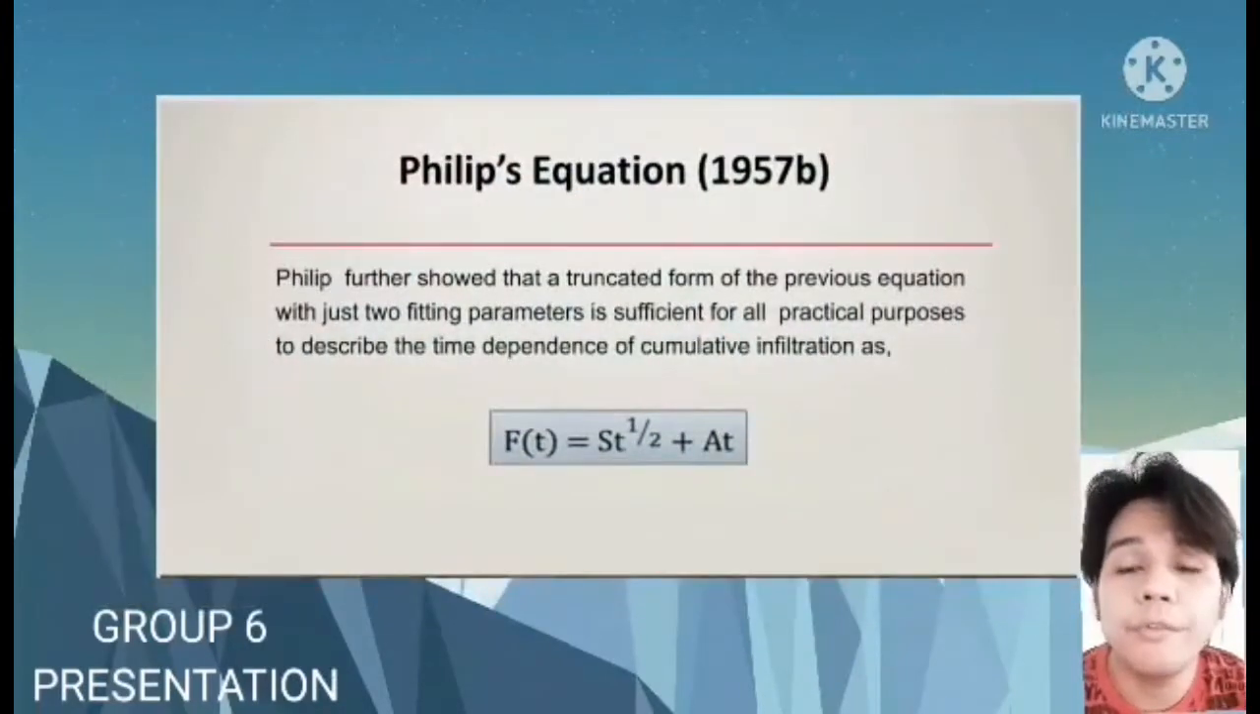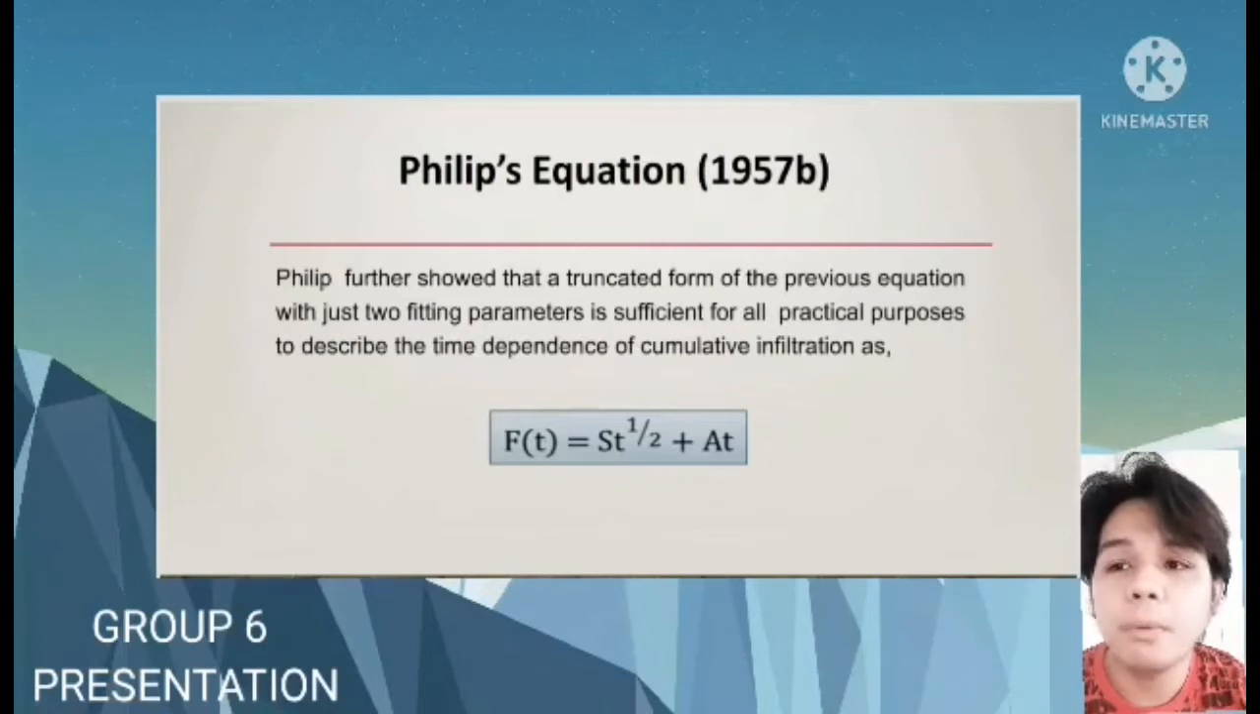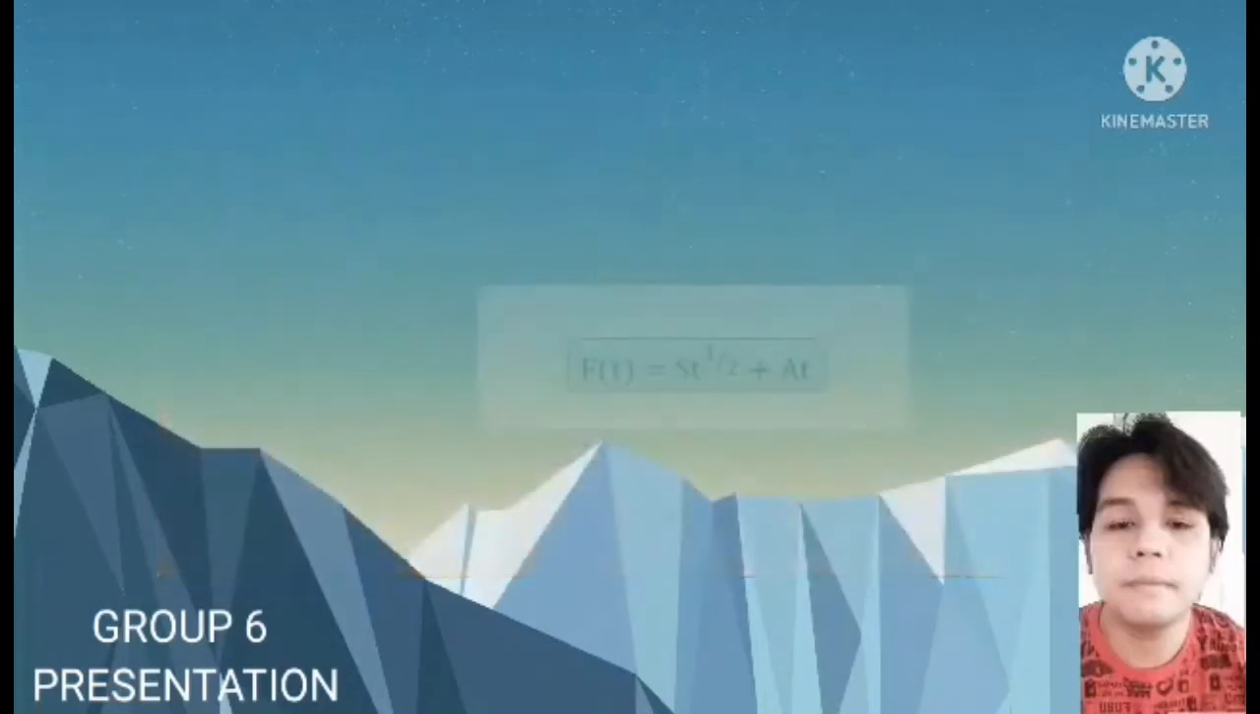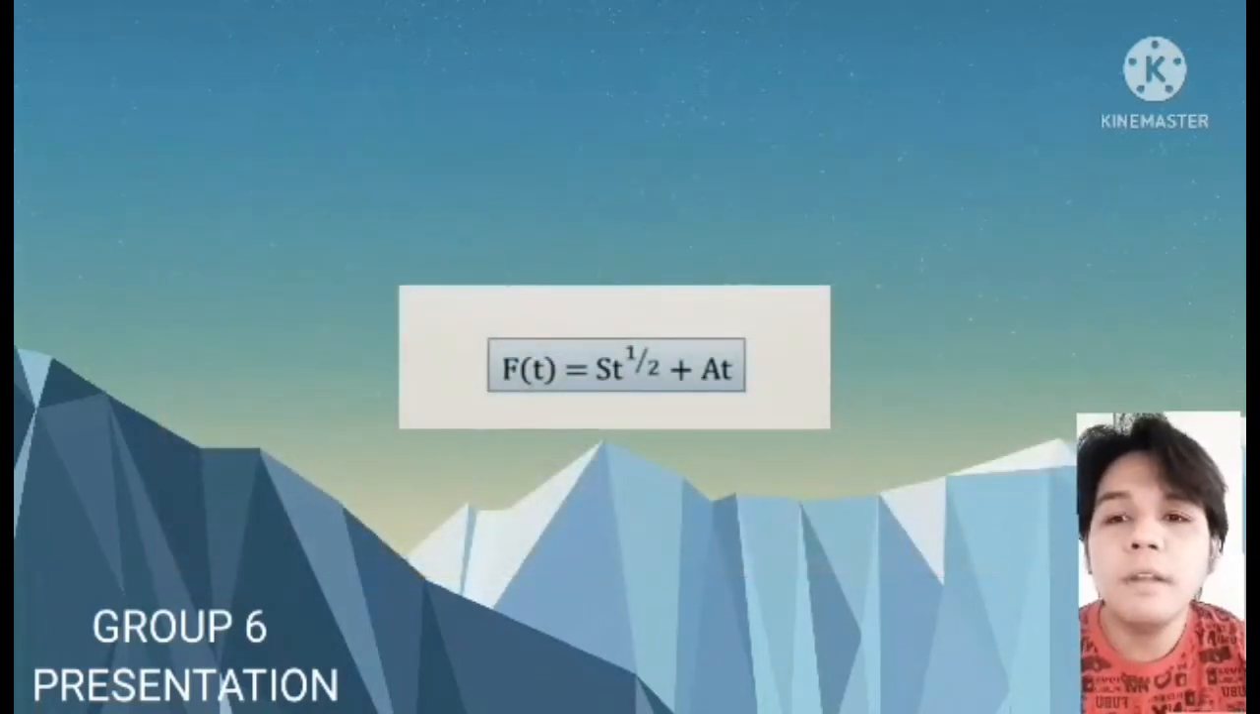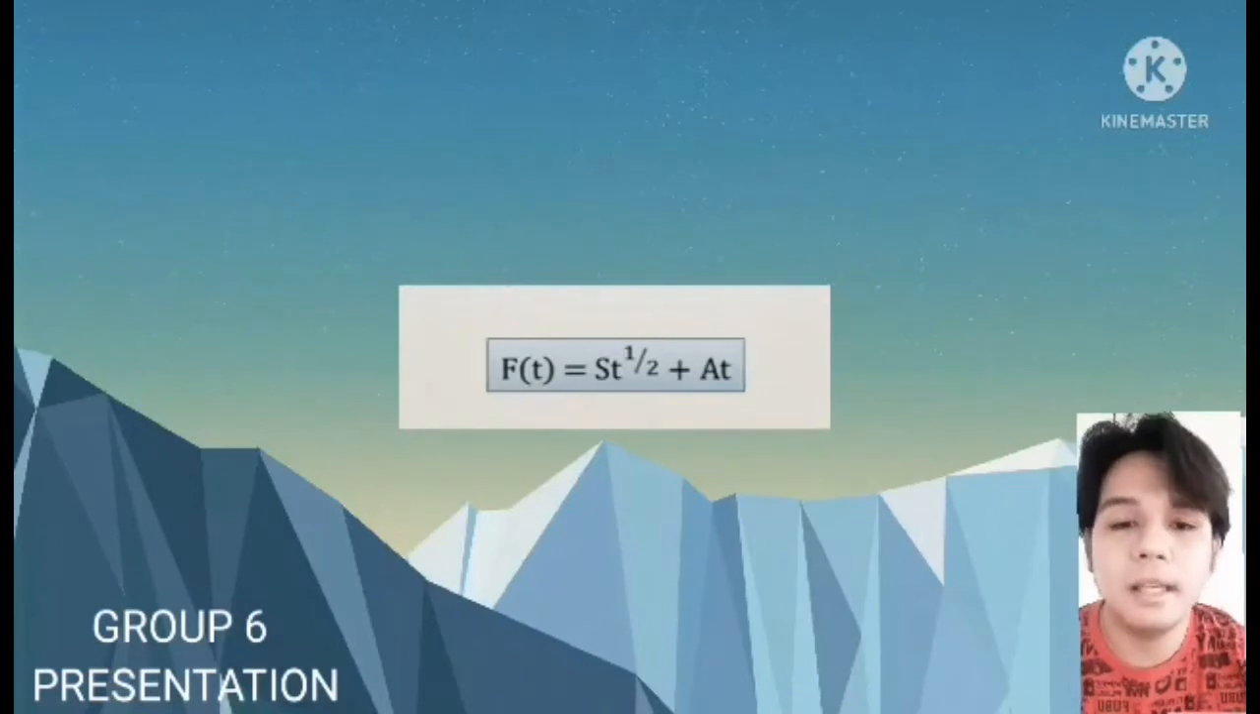Phillip's equation of 1957B: Phillips showed that the truncated, or yung mas pinaigsi, but it does the same form of the previous equation with just two fitting parameters, is sufficient for all practical purposes to describe the time dependence of cumulative infiltration. Cumulative infiltration is equals to S multiplied by T raised to 1/2 plus AT.